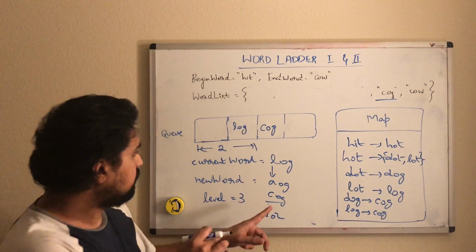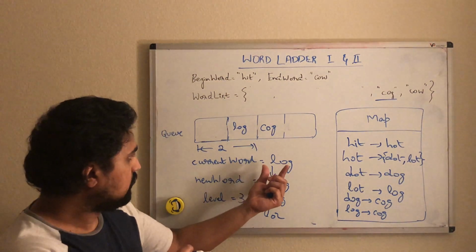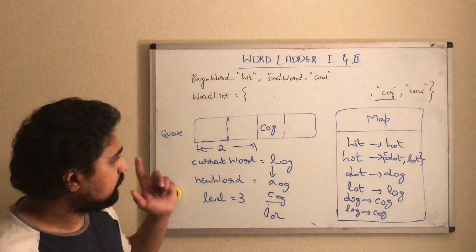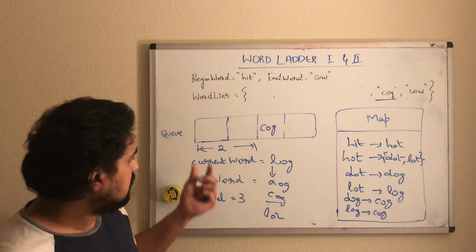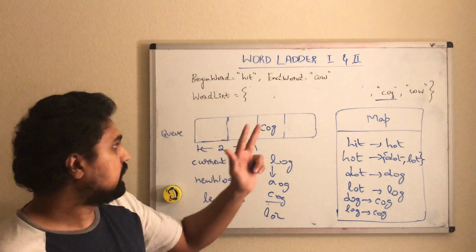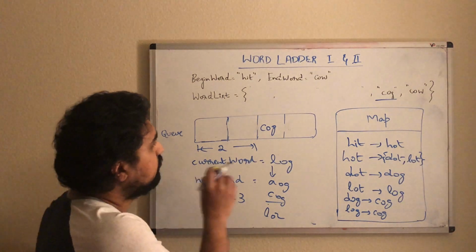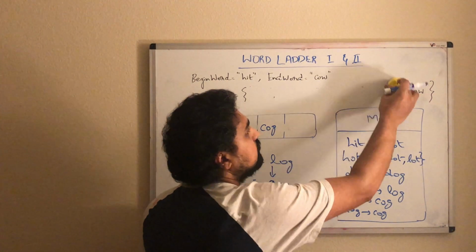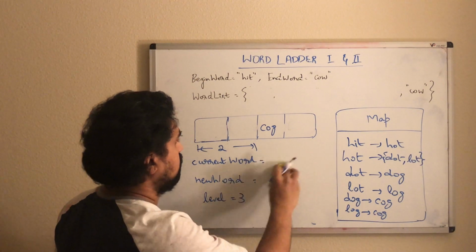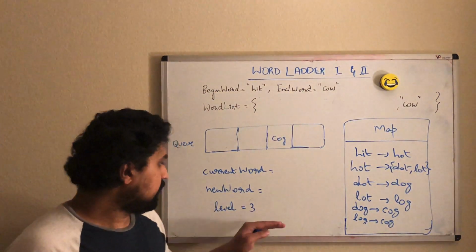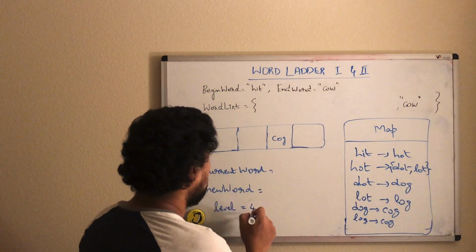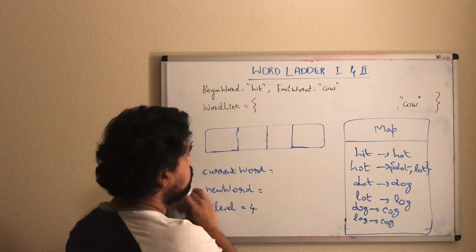Okay, now we are done processing the word log. Okay, I should have removed this as well. Now we are done processing the level 3, all words in level 3. So we shall remove the words that were processed in this level, that were marked as visited here. Okay. Now we are done with level 3. Now we shall move to the new level 4, and we shall pull this word COG.